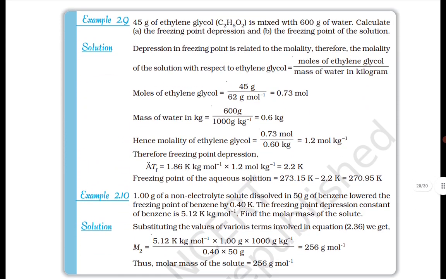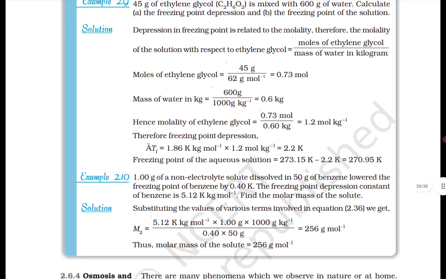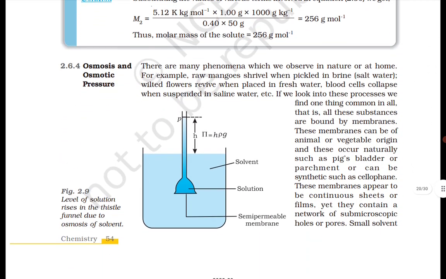Example 2.9 is given and example 2.10 is also given in your textbook. Please read from the book.